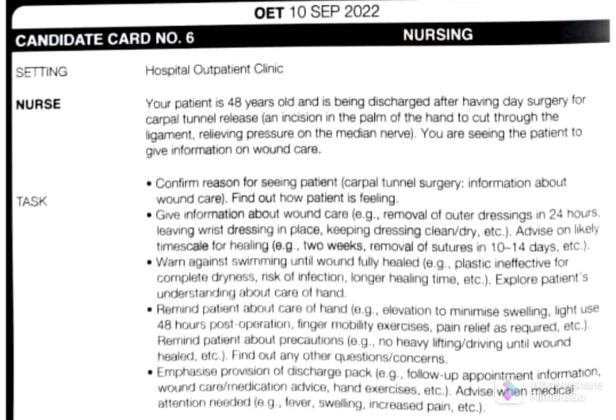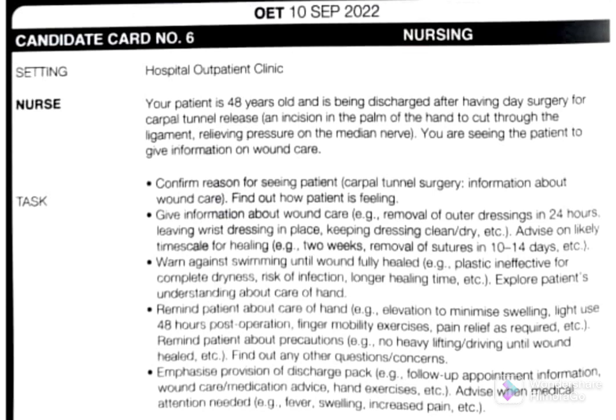Then the next thing is, okay, Mr. John, from my system, I can see that you have undergone carpal tunnel surgery, and you came here for getting further information about the wound care, isn't it? Or am I correct? So this is the confirm. We are just asking back to the patient. This is the way of asking the first task.